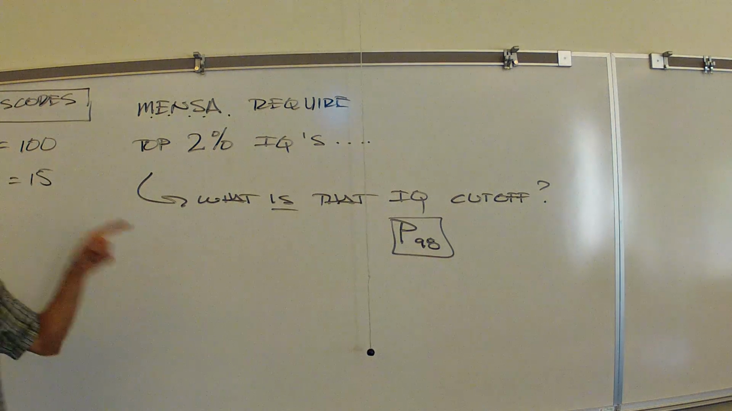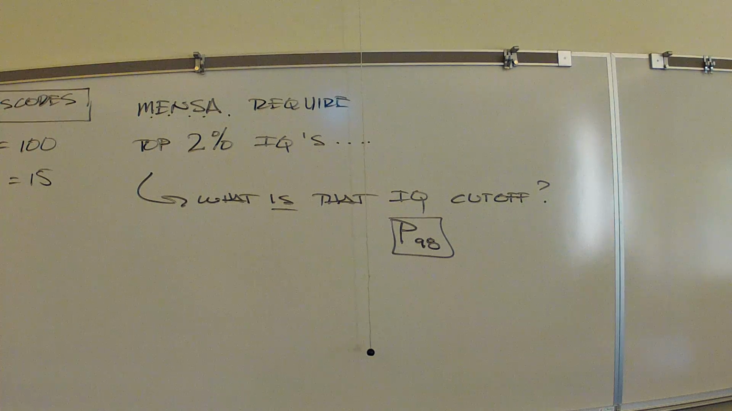If we find that IQ score, we will then know the dividing line. You have to get at least that to be in the top 2%. Anything lower puts you in the bottom 98%.